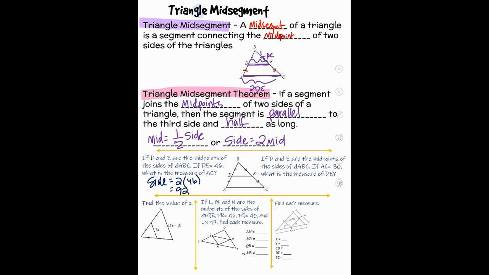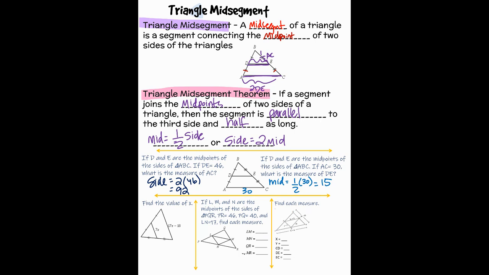This other example says that AC is 30. So we're trying to find the midsegment. So we're going to take 1/2 of the side. And if we do the math, that is 15.